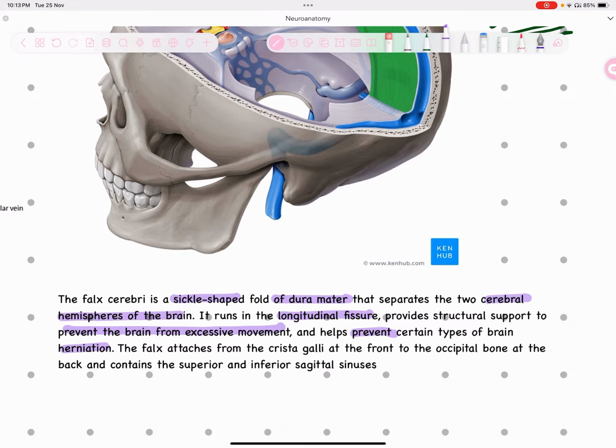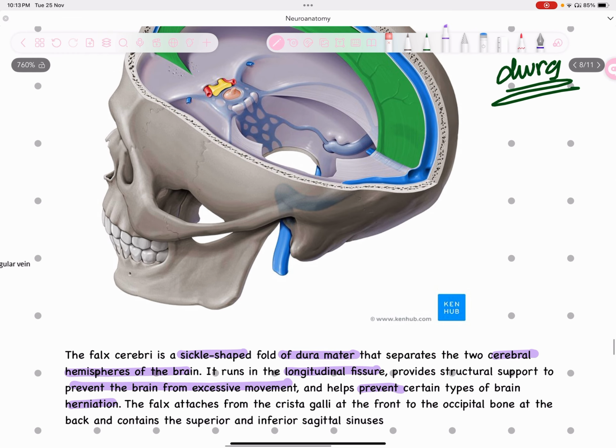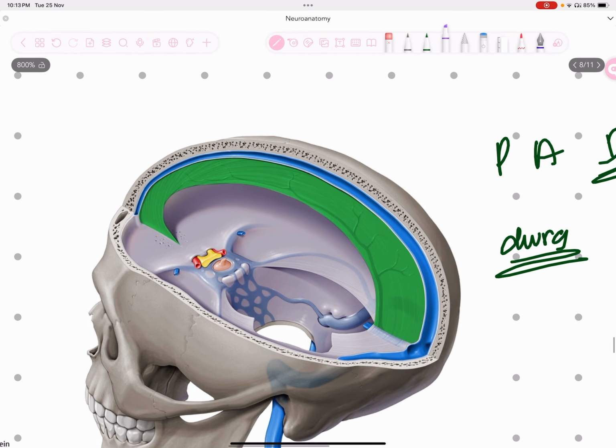It attaches from the crista galli at the front to the occipital bone at the back and contains the superior and inferior sagittal sinuses. So this contains the superior and inferior sagittal sinuses.